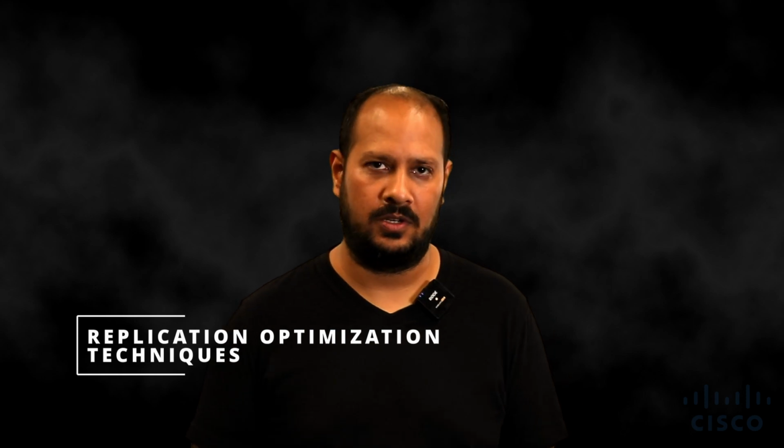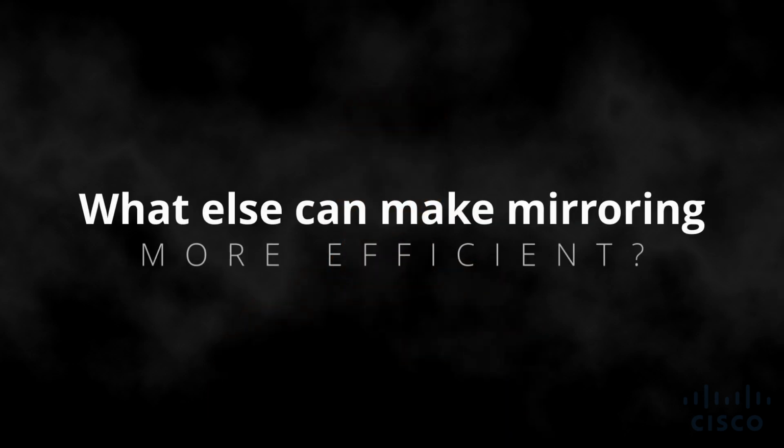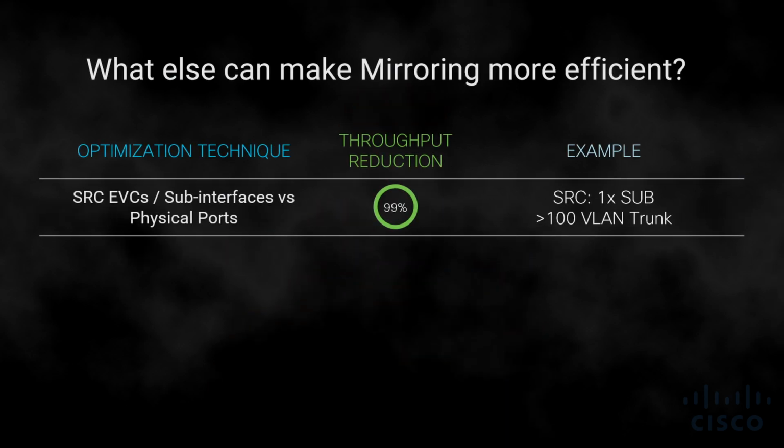What else can one do to make mirroring more efficient? So one thing that comes to mind is we mostly capture packets when we're troubleshooting. And if you have a service that is terminating on a subinterface or an EVC, then you just want to span that one EVC or subinterface. So let's say that's a 500 meg circuit coming in on a 100 gig physical port. So now you have 200 times savings in terms of the amount of data that would have been replicated. You're only replicating 500 meg. That's a big saving there.